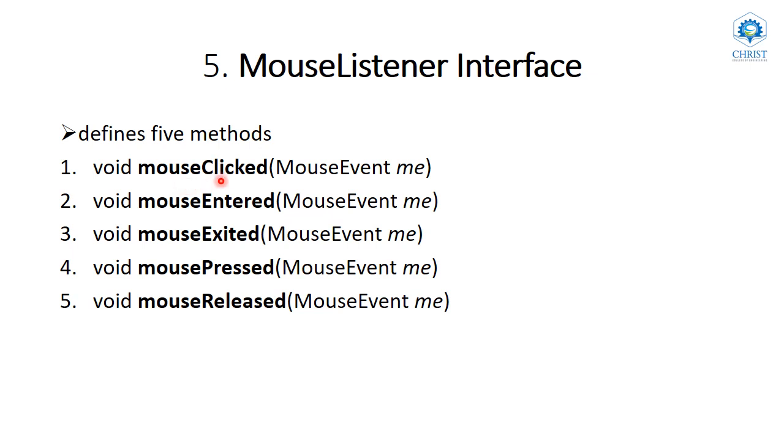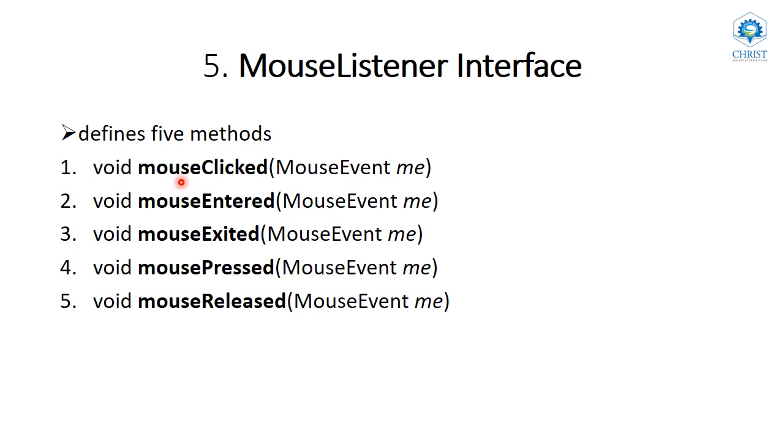I hope you know the difference between click and press. Mouse clicked means we pressed and released the mouse button, that is known as a click. So if we have registered the mouse listener with our source, for example, I have a label or a text box in my program, and I am registering this MouseListener interface with that text box, then if I click inside the text box, the mouse clicked method will be invoked by that text box.